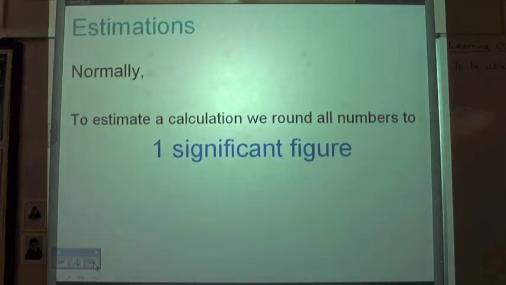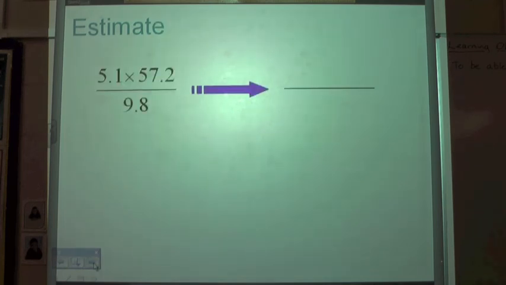We use these when we're trying to find some estimations. We want to round our numbers off and make our calculation as easy as possible. So we round it to 1 significant figure. So have a little go at this one. Pause the video, see if you can work it out, and then we'll check the answer.